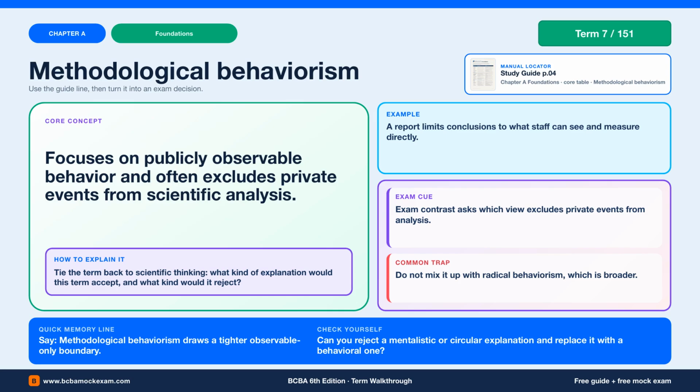The trap is mixing it up with radical behaviorism. Radical behaviorism is broader because it includes private events. Methodological behaviorism is more observable only. Memory line. Methodological behaviorism draws the observable-only boundary.